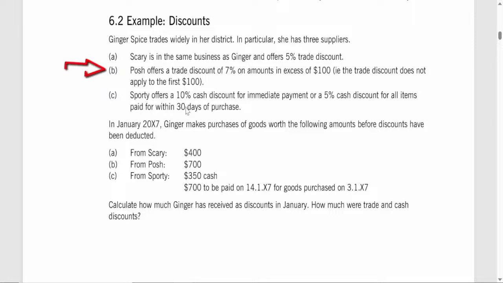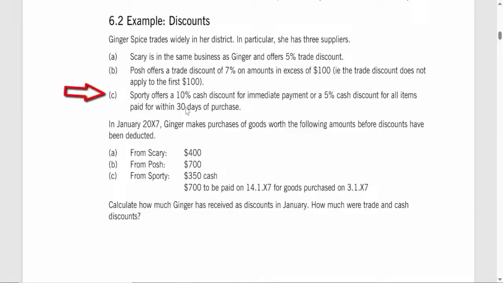2. Posh's discount. Posh also provides a trade discount, but it's a bit more complex. The discount Posh offers only applies to amounts spent over a certain threshold. Specifically, Posh's discount is 7%, but this only applies to the amount over $100. So, if Ginger spends more than $100, only the portion above that amount receives a 7% discount. This type of discount encourages Ginger to spend a little extra because it only kicks in on the amount she spends beyond $100.